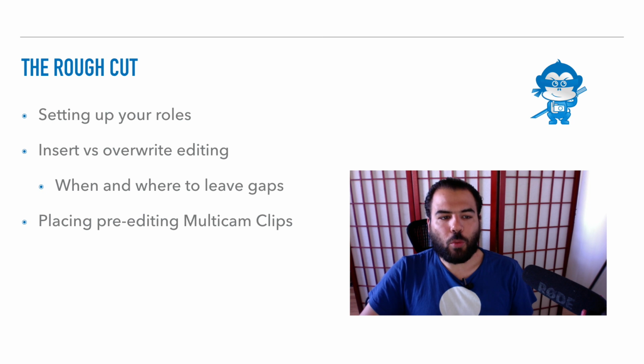Now, when you get into your rough cut, there's going to be a few of the standard things you got to make sure you set up to do a rough cut in Final Cut X. So basically, this would apply to most editing programs. The first thing you're going to want to do is set up your roles. You're going to need to understand what insert editing is versus overwrite editing. You're going to need to know when and where to leave gaps.